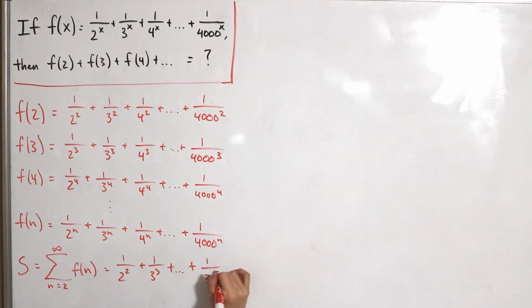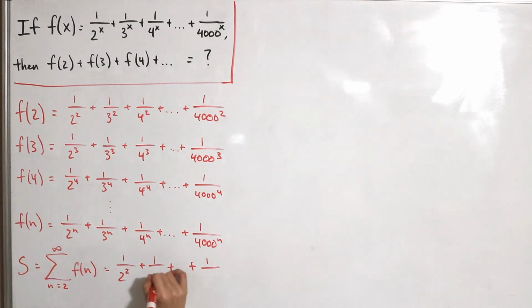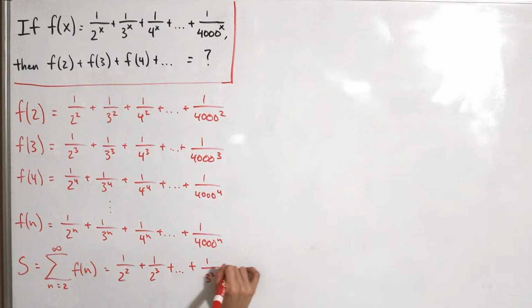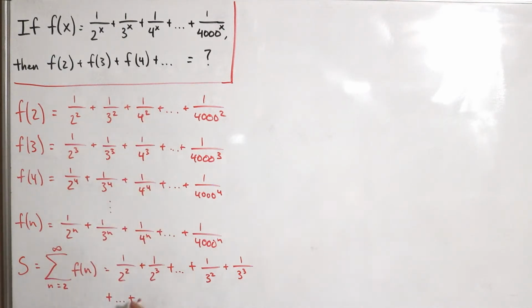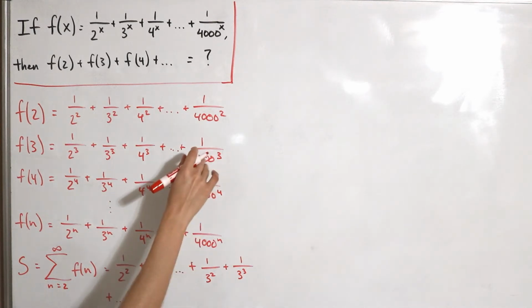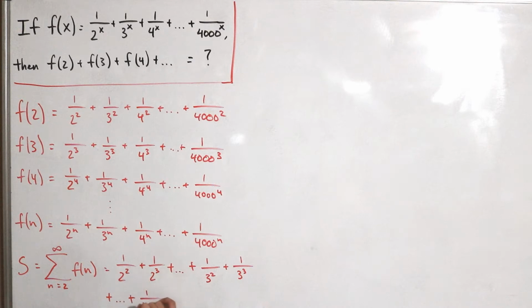So here, hold on, I wrote the wrong number. That's 2 to the power 3. Then over here, this is going to be 1 divided by 3 squared, added to 1 divided by 3 cubed. Let me move one more line down and follow with another ellipsis. You see how the situation goes: we're grouping these bases together. If we go all the way to the end, we still have the 1 divided by 4,000 squared.